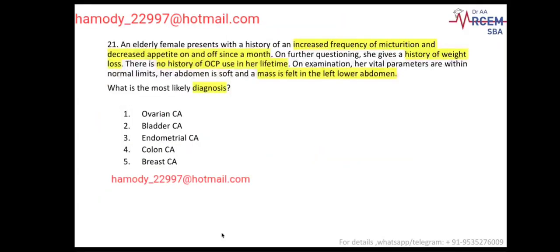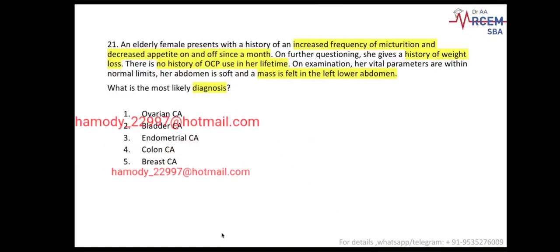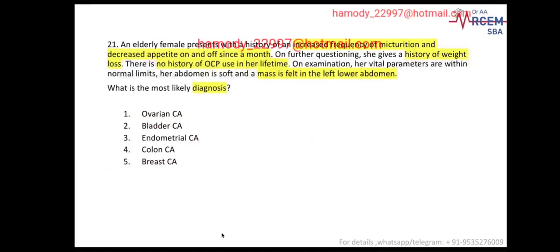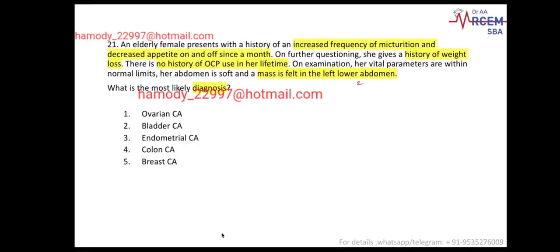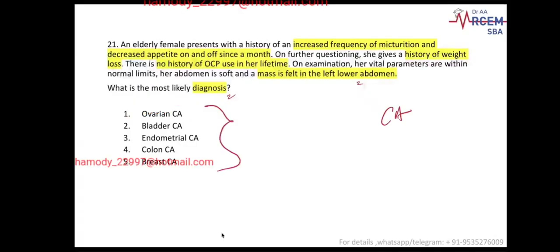Increased frequency of micturition and decreased appetite on and off since a month. History of weight loss is present. No history of OCP use in her entire life. Mass is felt in the left lower abdomen. What is the diagnosis? We are thinking of a CA. Everything given is a CA here.